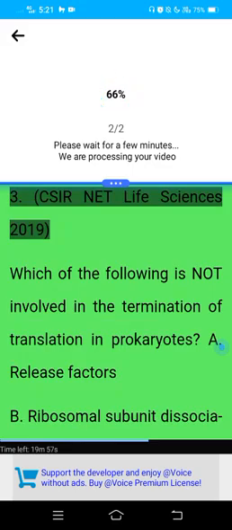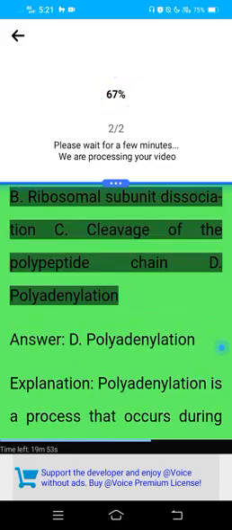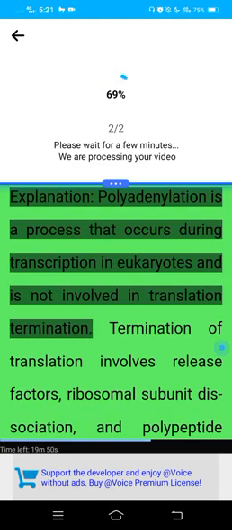3. CSIR NET Life Sciences 2019. Which of the following is not involved in the termination of translation in prokaryotes? A. Release factors. B. Ribosomal subunit dissociation. C. Cleavage of the polypeptide chain. D. Polyadenylation. Answer: D. Polyadenylation. Explanation. Polyadenylation is a process that occurs during transcription in eukaryotes and is not involved in translation termination.